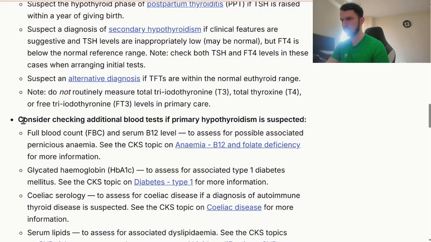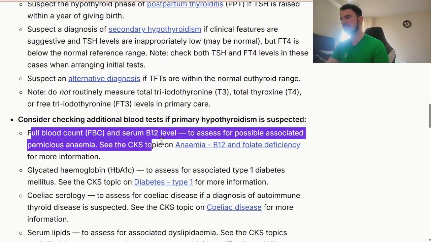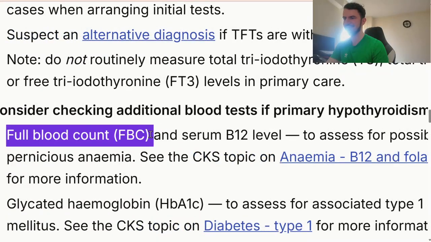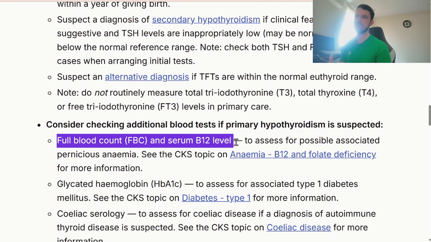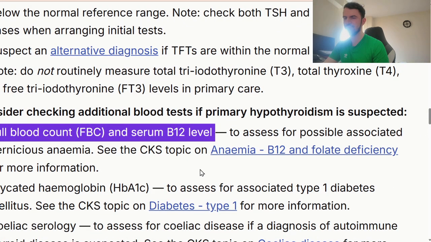Consider checking additional blood tests if primary hypothyroidism is suspected: a full blood count and serum B12 level. When you look at full blood counts, you need to imagine antipsychotics. You need to do a full blood count with certain medication like antipsychotics, and serum B12 level should be linked to metformin by now, guys. FBC and serum B12 level are done to assess for pernicious anemia, and HbA1c is for diabetes.